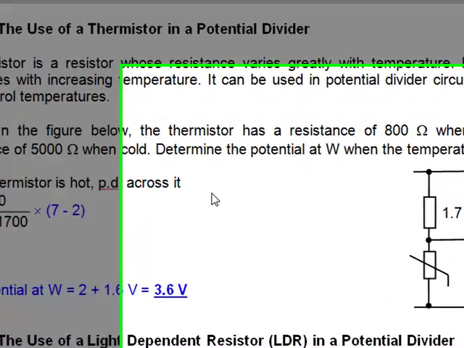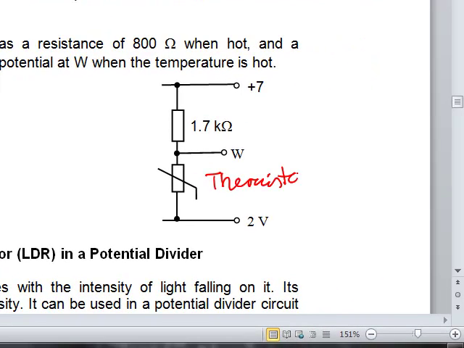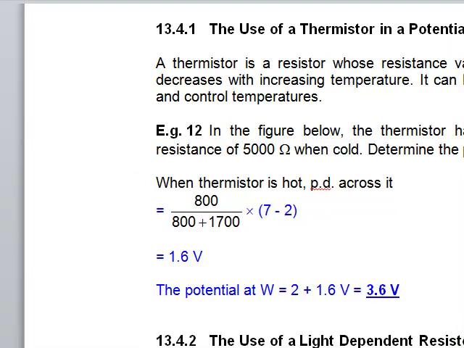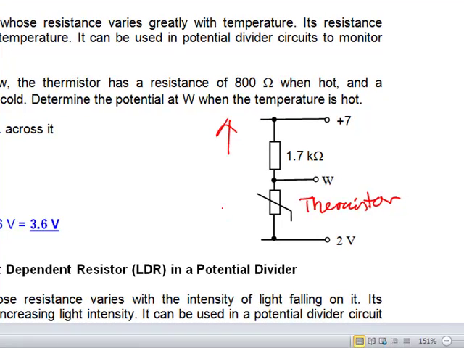In the example here, example 12, this is a thermistor as shown in this diagram. You must be able to recognize and draw the symbol of a thermistor. It's a resistor with a straight line and a bent line at the end. Now this thermistor is connected in series with a resistor of 1.7 kilo ohm, and there is a potential difference of 5 volt between the two ends, 7 minus 2. So the PD here is 7 minus 2 volt, or equals 5 volt.